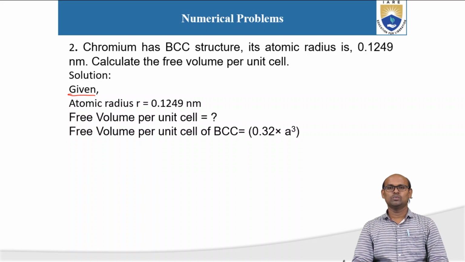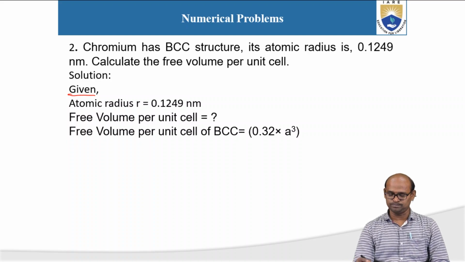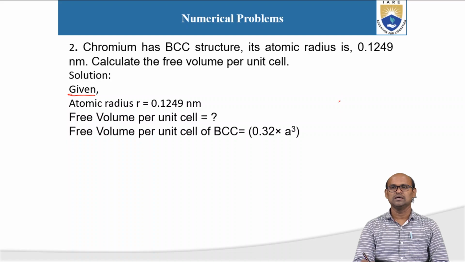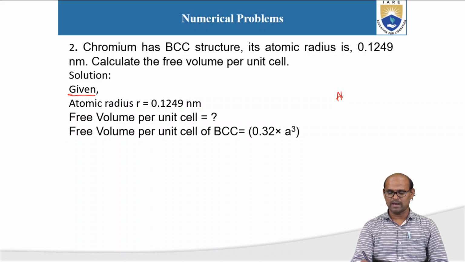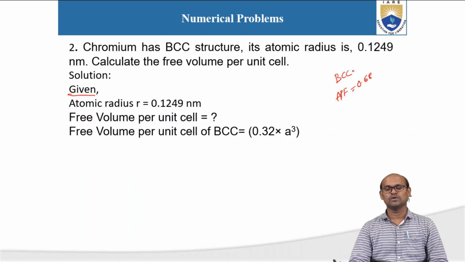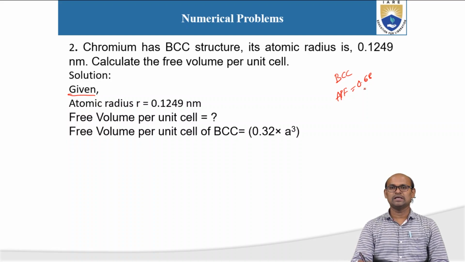Okay. Because we know that for BCC, what is the packing fraction for BCC? 0.68, right? So 0.68 is the atomic packing fraction for BCC. For a simple cubic, it is 0.52. So for the BCC, it is 0.68. So we have to calculate free volume.